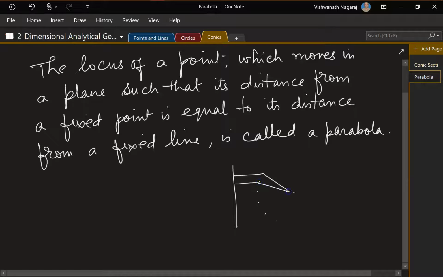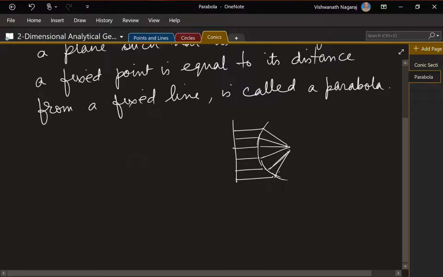This is equal to this. This is equal to this. This is equal to this. This is the curve that we are talking of, a parabola.